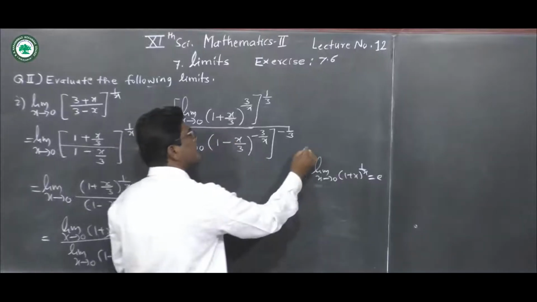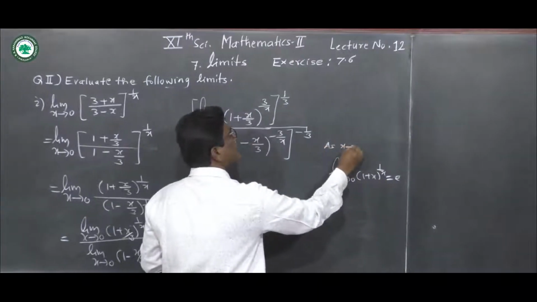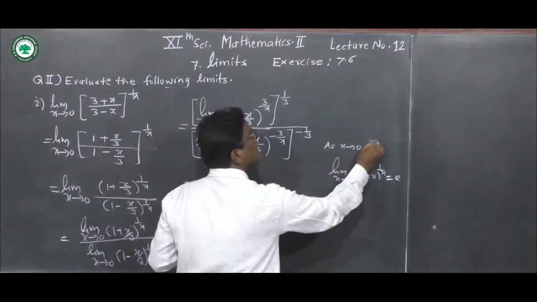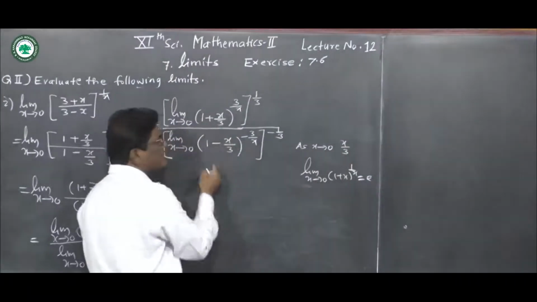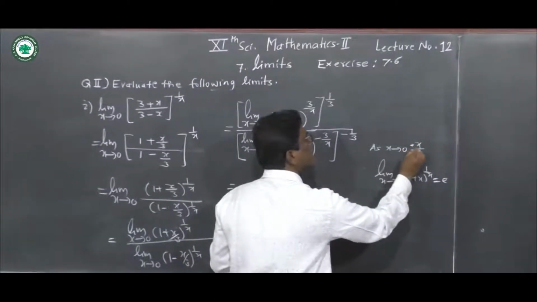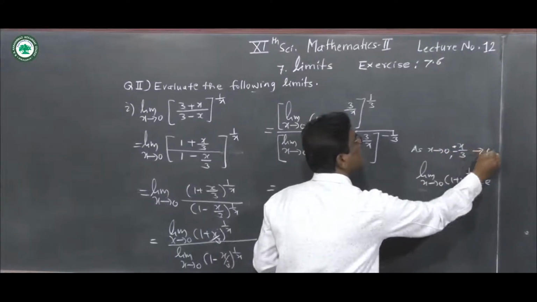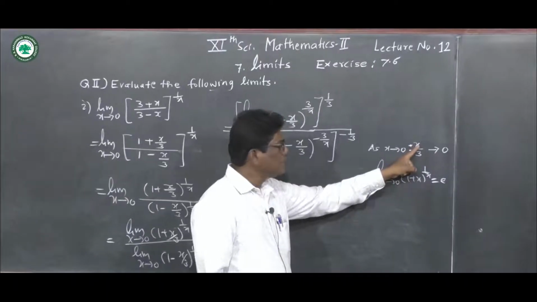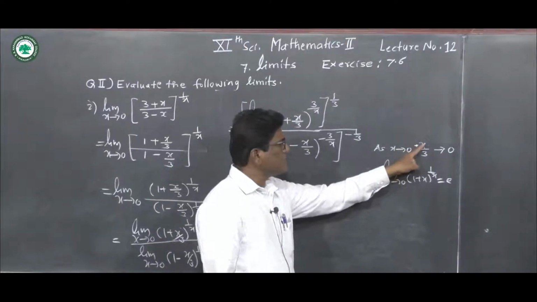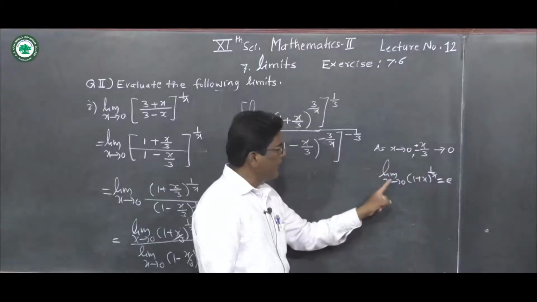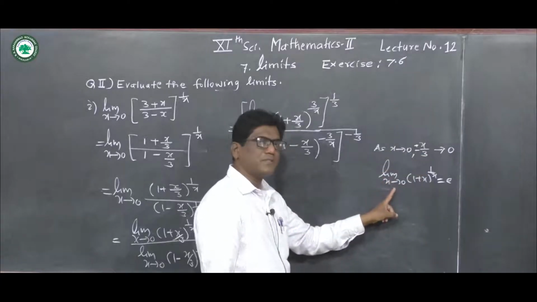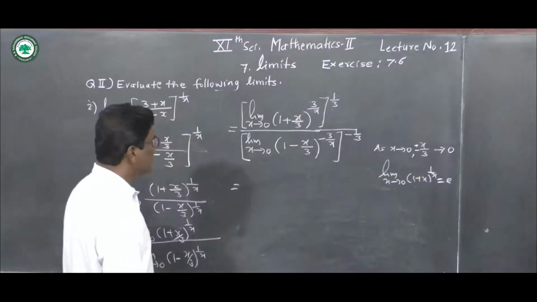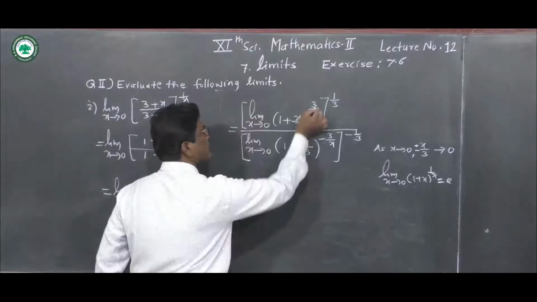Now here, as x tends to 0, x upon 3 (or minus x upon 3, plus or minus x upon 3) tends to 0, because putting the value of x as 0, 0 upon 3 is 0. So when x tends to 0, x upon 3 also tends to 0, and using this standard formula, limit x tends to 0, (1 plus x) to the power 1 upon x is equal to e. So this square bracket is e.